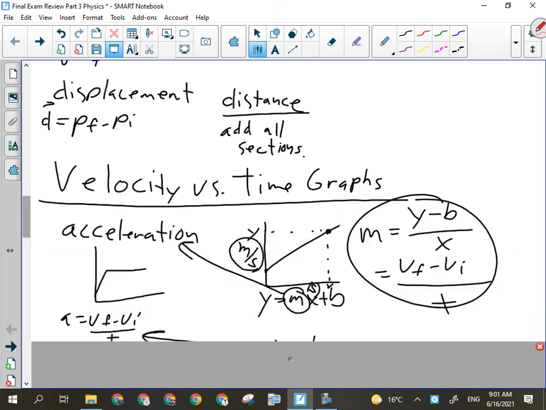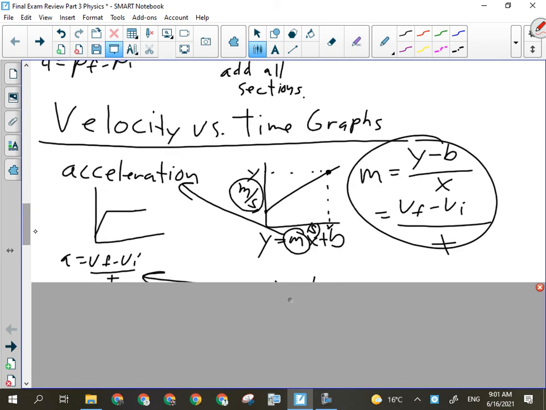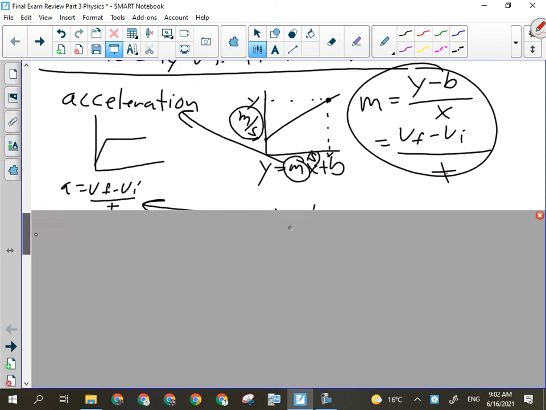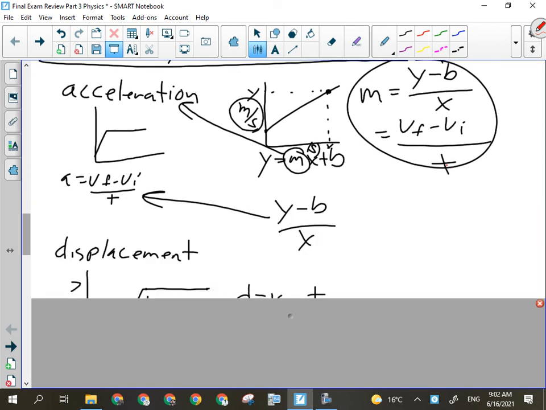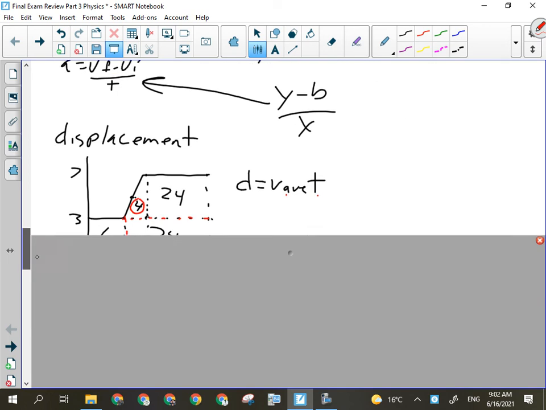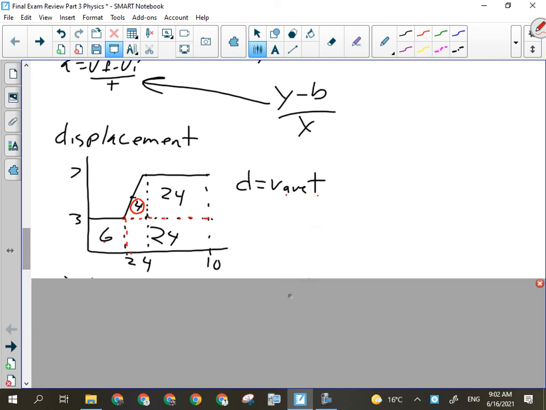Okay, and then when we do velocity versus time graphs, that's what we were just talking about. Acceleration shows a change. Anytime there's a change in velocity, it's accelerating. Remember that the slope of the line represents the acceleration, because when we manipulate it, y minus b over x is actually final velocity minus initial velocity over time. So that's how we would do that. And then displacement is the area under the line, which we just talked about a second ago. So if I had this graph here, I would find all the areas and add them all together.